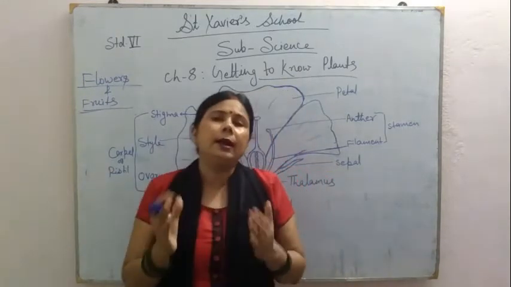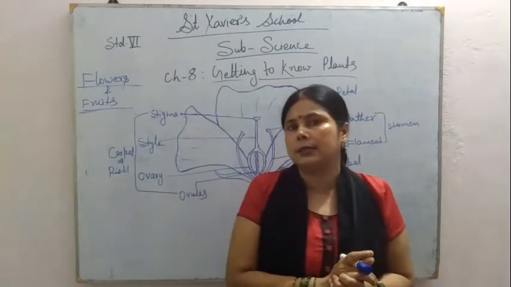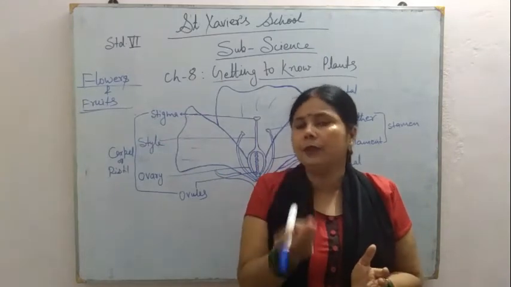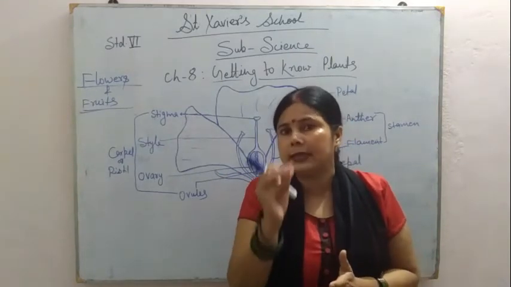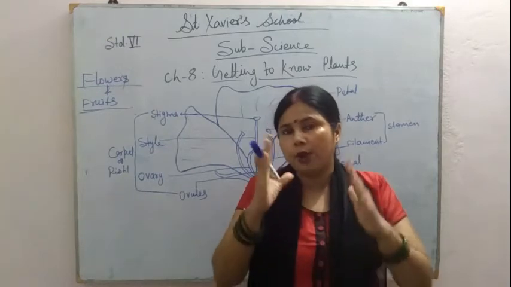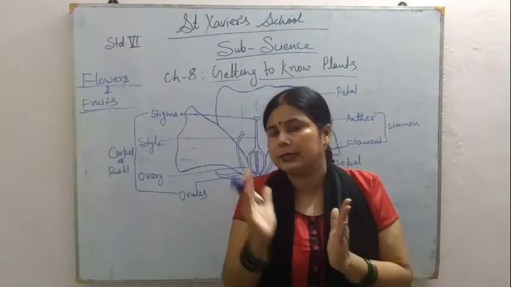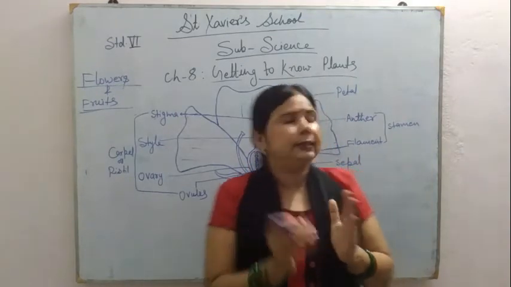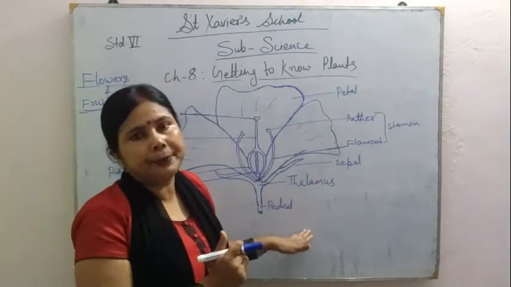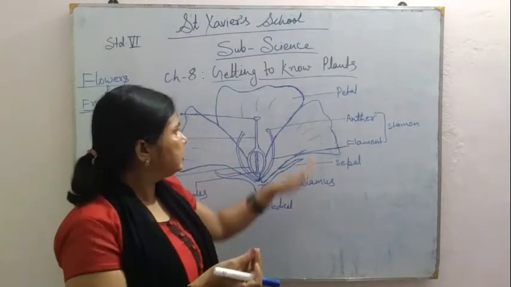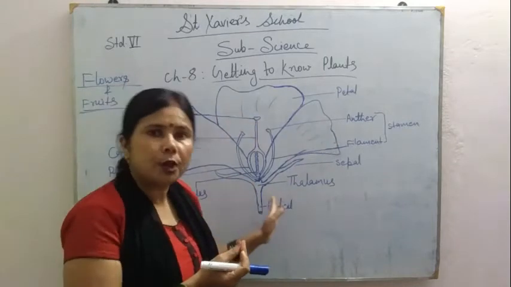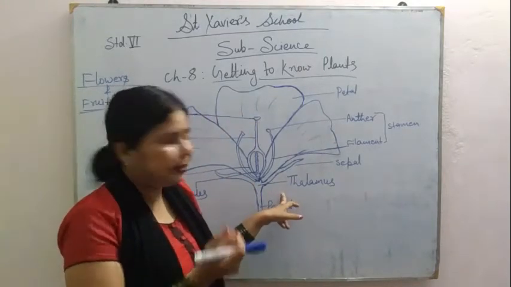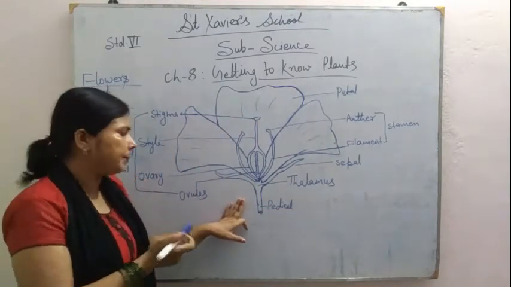So there are different types of flowers around us, and most of the flowers have some basic common structure. Their common basic structure is the same. And this is the figure of a typical flower. And you can see children, these are the parts of this flower. So let's see different parts of the flower.